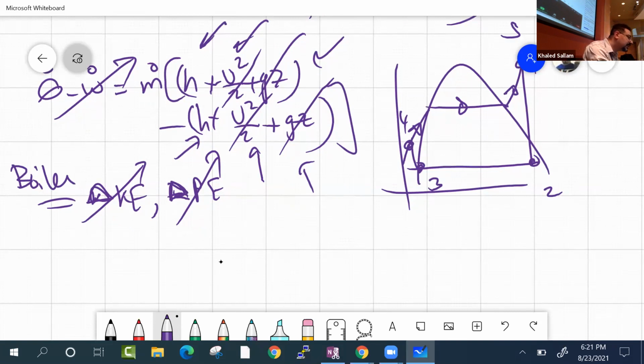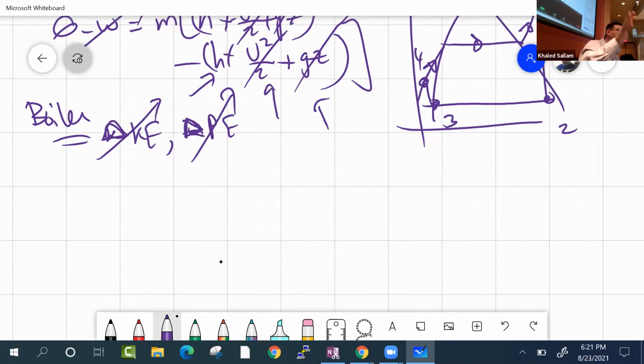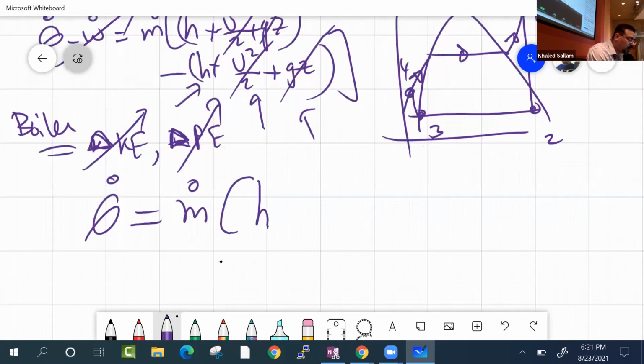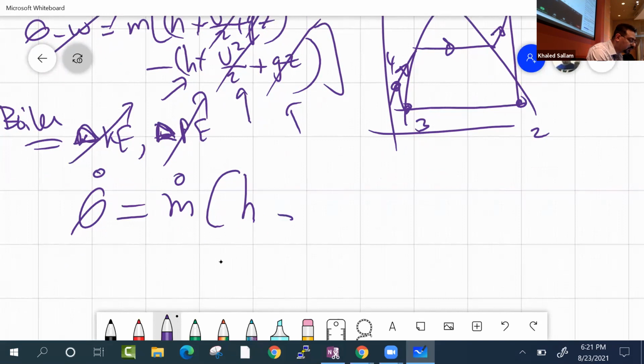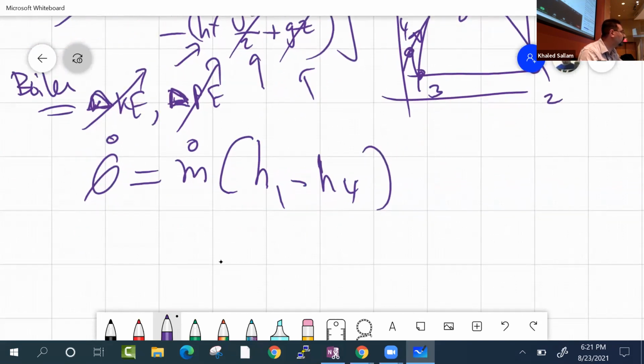What the real business is in is the H. Bill Gates' wealth is not how many shoes he got and how many t-shirts he got. It's how many stocks he got in Microsoft, right? So forget about the shoes and t-shirts. Forget about the delta kinetic energy. So it just becomes Q dot over M dot is H1 minus H4. The big one minus the small one, right?